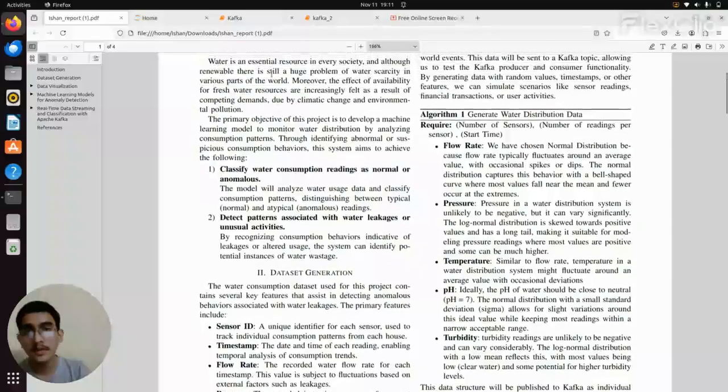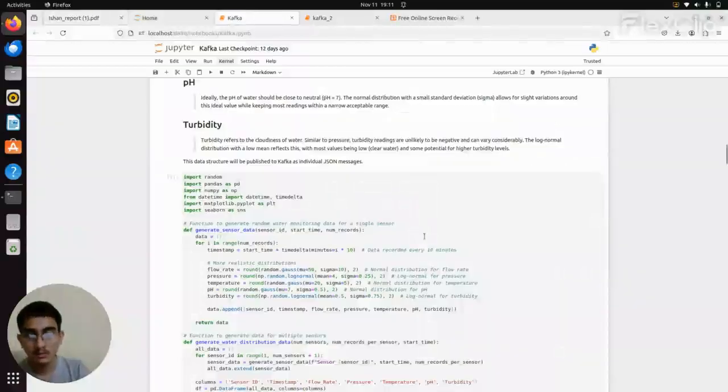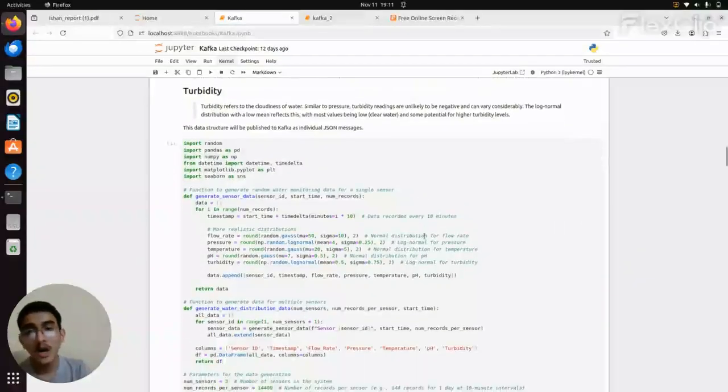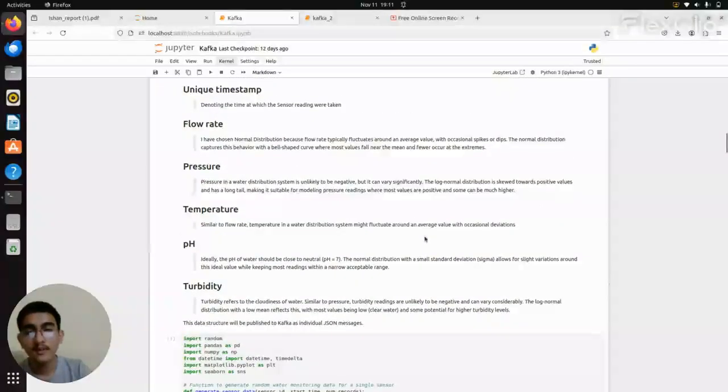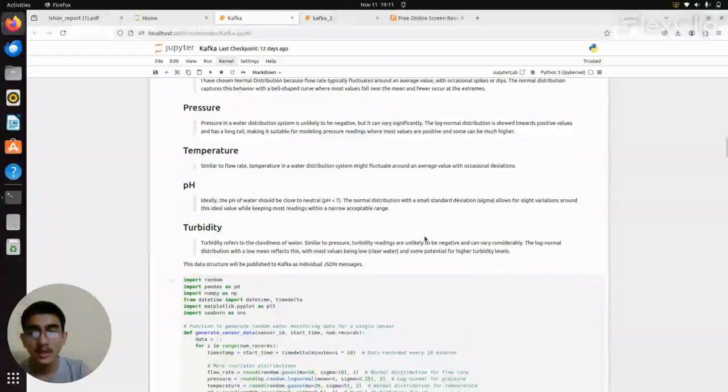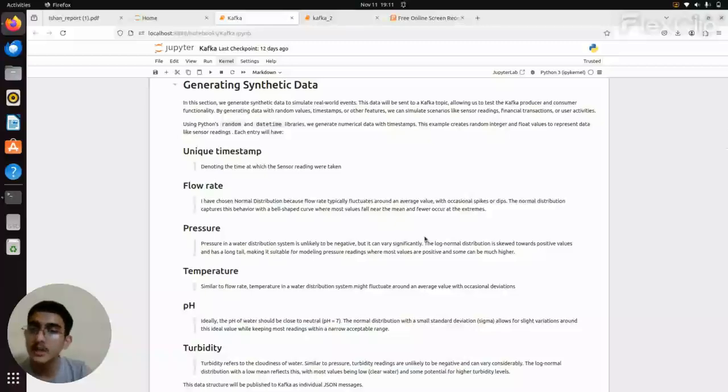Now, to simulate sensor readings, we need to generate a synthetic data set. I have decided on various distributions from which I would be picking these values. For flow rate, I have decided on normal distribution, because a normal distribution usually fluctuates around the average value and occasionally spikes or drops.